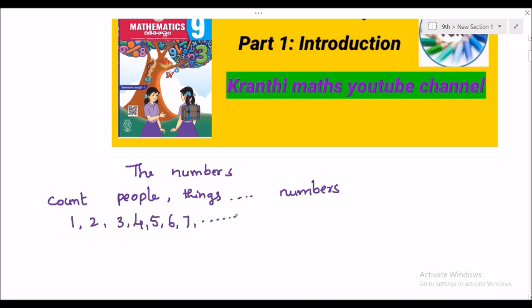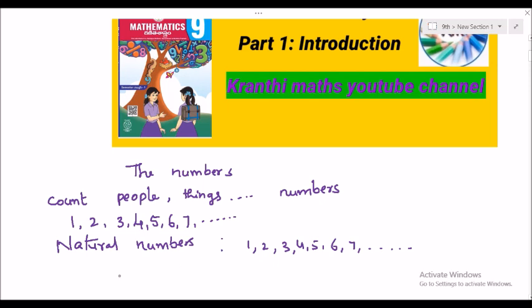1, 2, 3, 4, 5, 6, 7 and so on. These are the numbers we use to count people or things. We start from 1, so these are formed naturally. So these are all called natural numbers. Okay, what are natural numbers? 1, 2, 3, 4, 5, 6, 7 and so on are natural numbers.